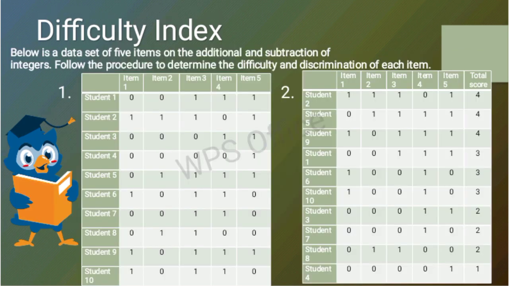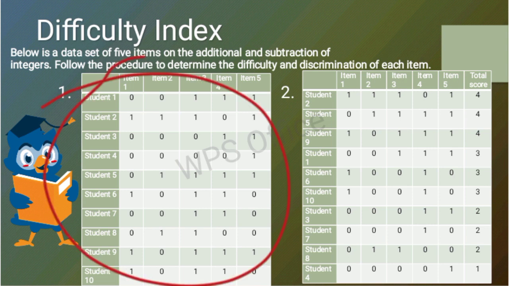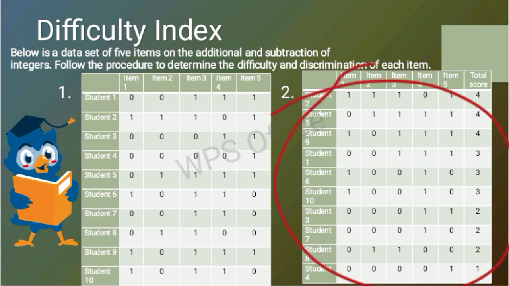Below is a data set of 5 items on the addition and subtraction of integers. Follow the procedure to determine the difficulty and discrimination of each item. Number 1, get the total score of each student and arrange the scores from highest to lowest. Number 2, obtain the upper and lower 27% of the group. Multiply 0.27 by the total number of students. We will get a value of 2.7. The rounded whole number value is 3.0.